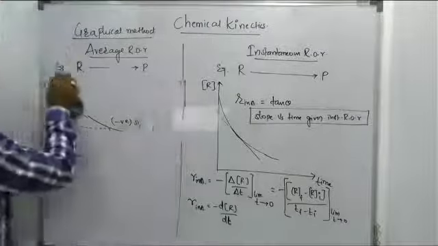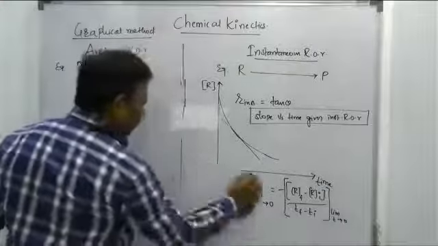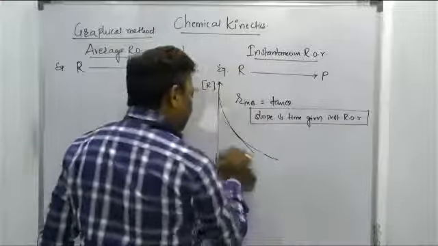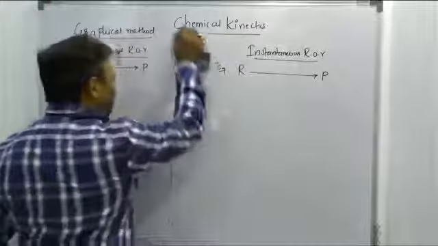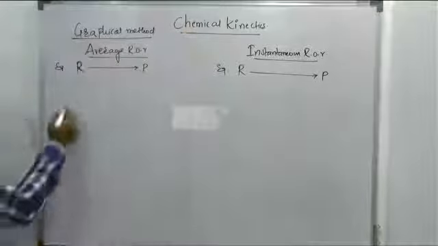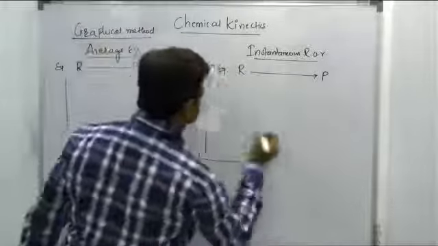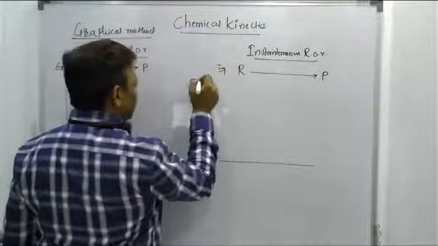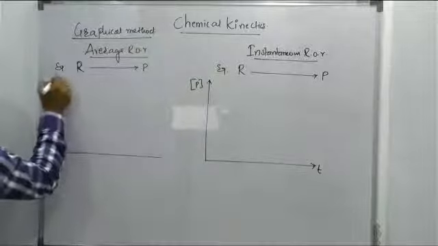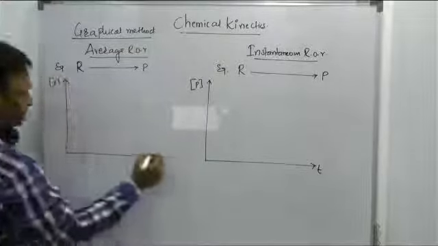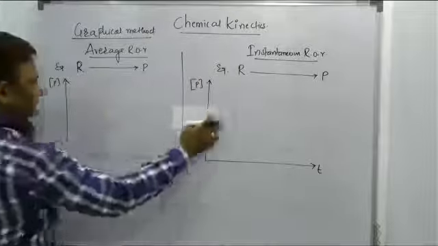Now the graph for average and the graph for instantaneous we will take for concentration of product, the change in the concentration of the product with respect to time. Concentration of product P with respect to time T. So this is the average. This one is the instantaneous.